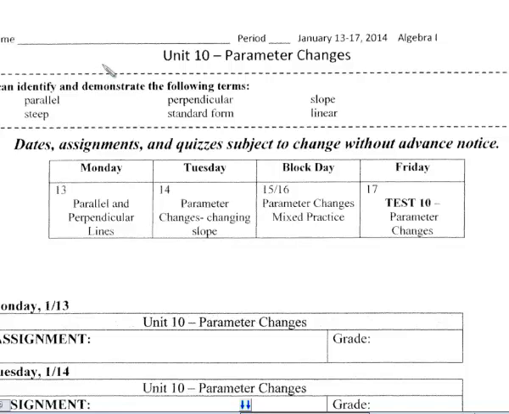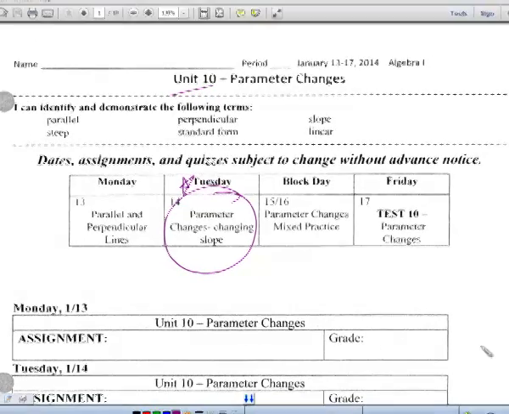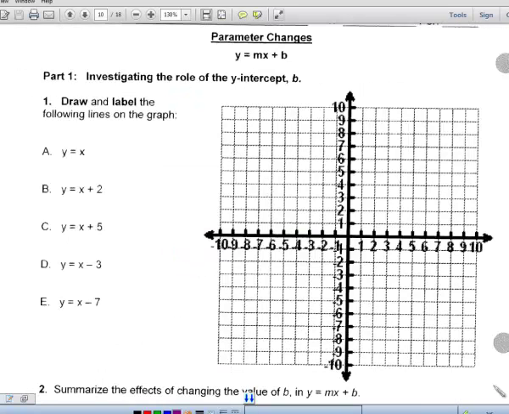We are going to look at parameter changes when we change the slope here for Unit 10. So if you do not have your packet out right now, go ahead and pause the video and get it out. This is to prepare you for Tuesday.